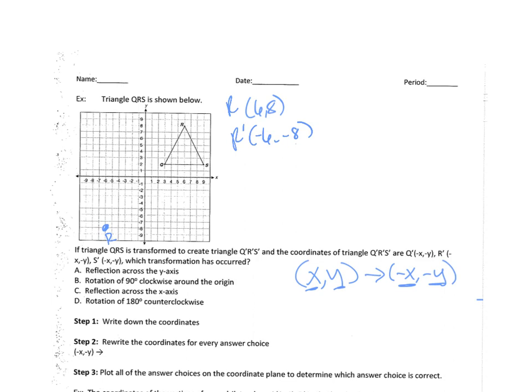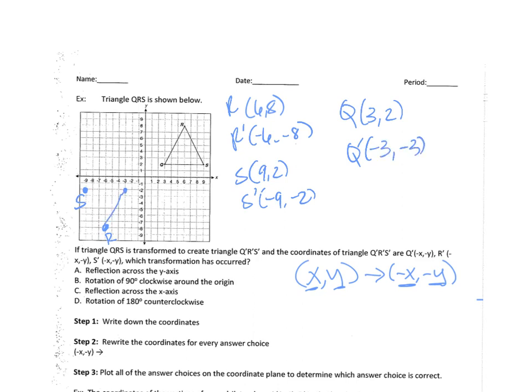And then S would be 9 and 2, so that would be translated negative 9, negative 2. And then Q is at 3, 2, so with this translation, negative 3, negative 2. Okay, so can you kind of see what has happened? Is it a reflection across the y-axis? So let's look. If it was a reflection across the y-axis, it would be a straight mirror to that one.